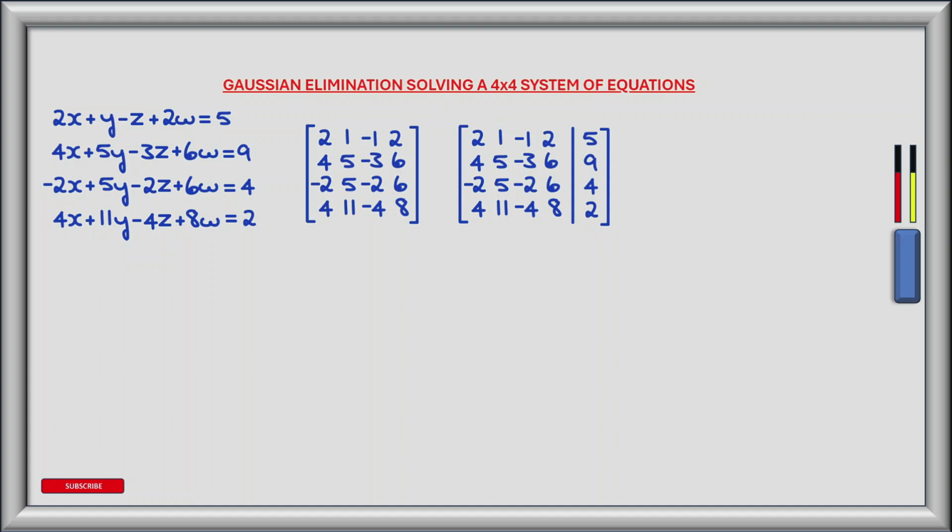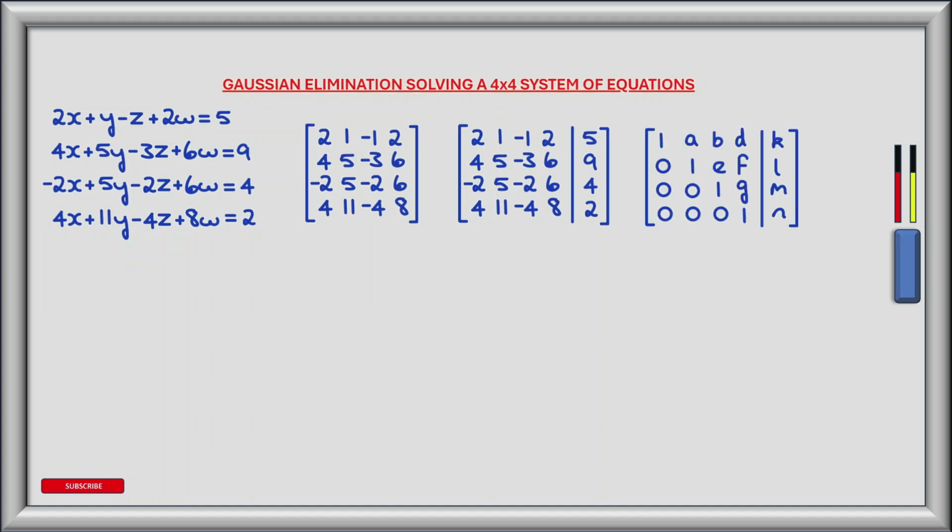Now, we need to perform row operations on the matrix in order to reduce it to echelon form. So what is echelon form? Well, we need to reduce our matrix such that it is in the following form. The row operations we perform produce a series of ones along the diagonal from the top left to the bottom right, and below the diagonal we have zeros in every position.